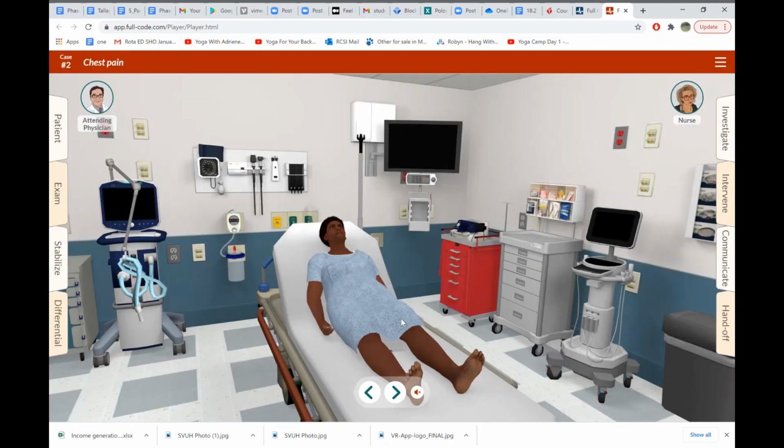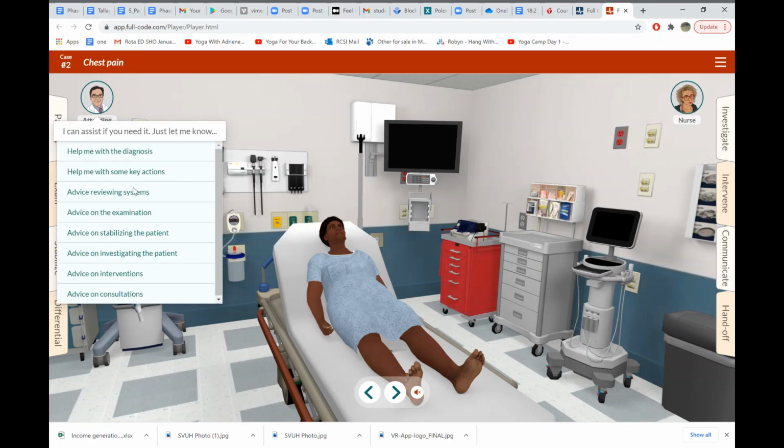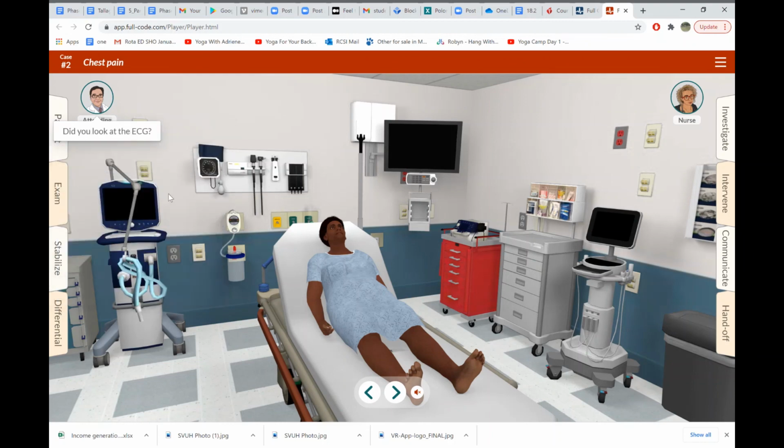So I think that's a reasonably good overview of what FullCode looks like. This is a fairly straightforward case of chest pain, and it's not seriously fun. We'll see what else the attending physician can do. Advice in investigating the patient. Did you look at the ECG?